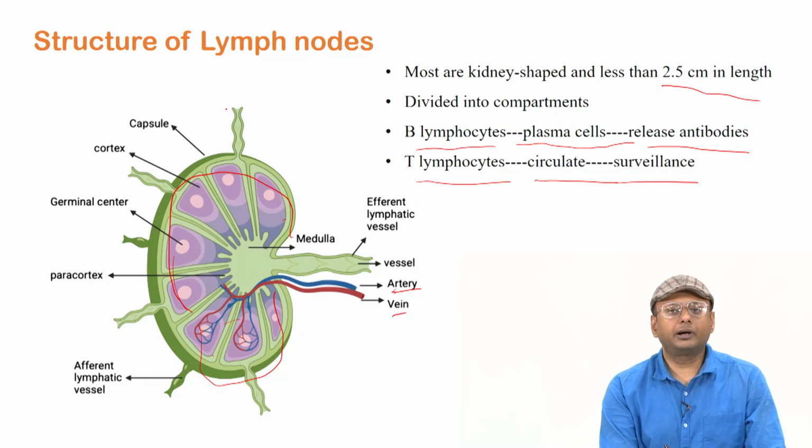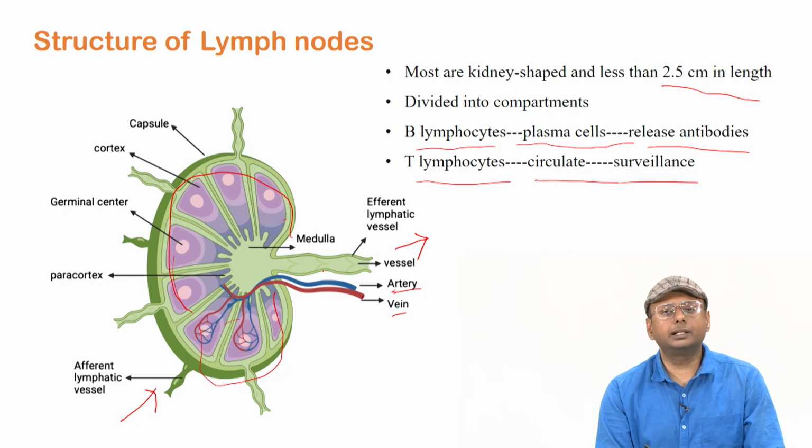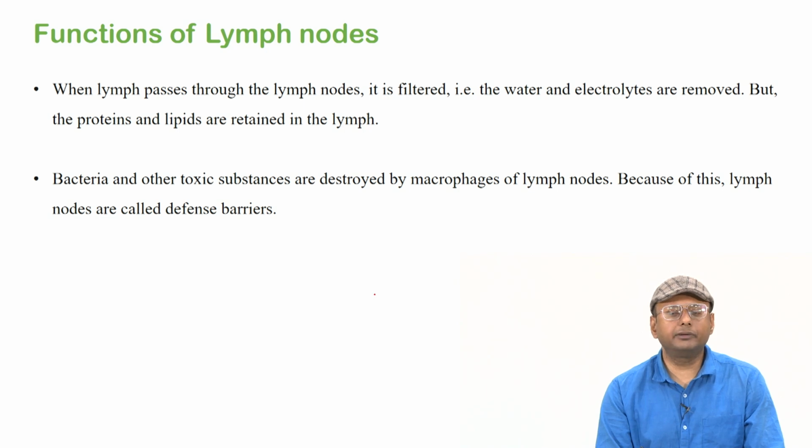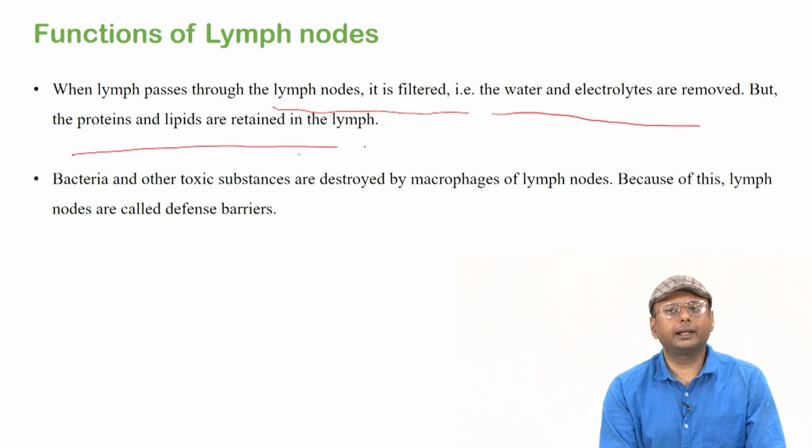So from the afferent part of this lymphatic vessel, and then the efferent part of the lymphatic vessels, lymph will go from one side, and eventually the interstitial fluid will get exchanged and will pass to the blood. Okay. Then functions of lymph nodes: when lymph passes through the lymph node, it gets filtered, that is the water and the electrolytes are removed from it, and the proteins and lipids are retained in the lymph.